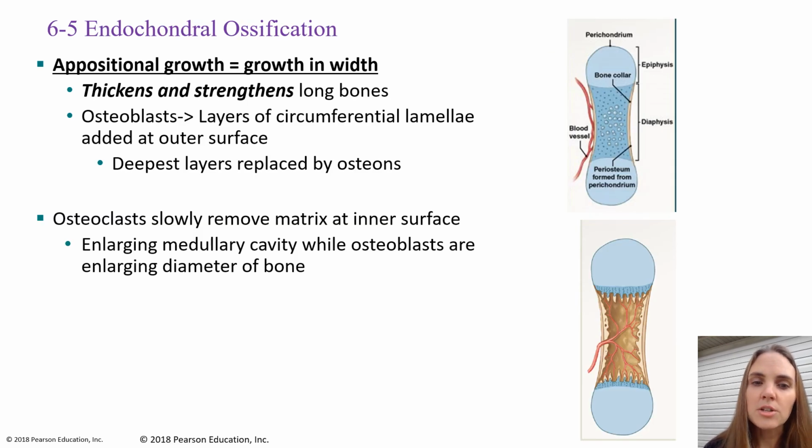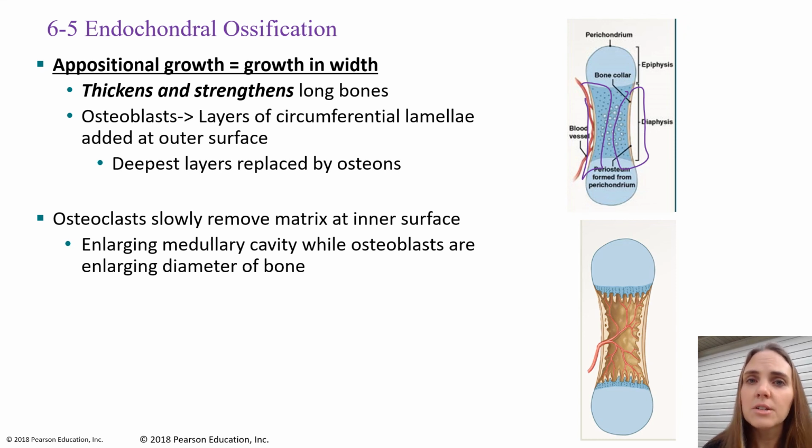So in addition to that interstitial growth or growth in length in endochondral ossification, we also have appositional growth occurring. And this is a growth in the width of the bone. It begins when we get that superficial bone or bony collar around the diaphysis in early endochondral ossification. So remember, we got that bony collar forming on either side of the diaphysis during that phase. We get the developing bone increasing in diameter at that outer surface, adding layers of those circumferential lamellae.